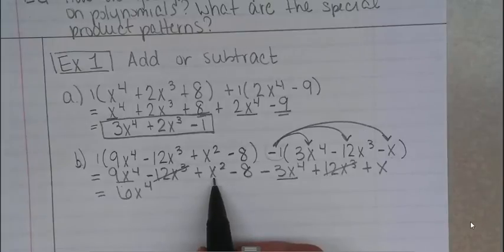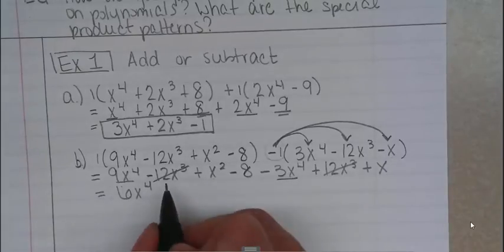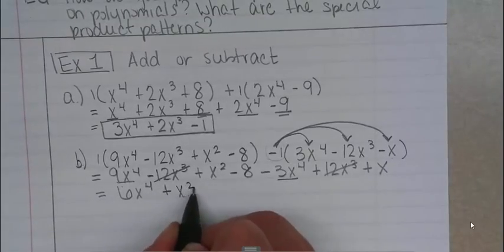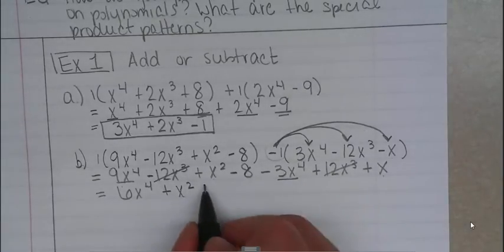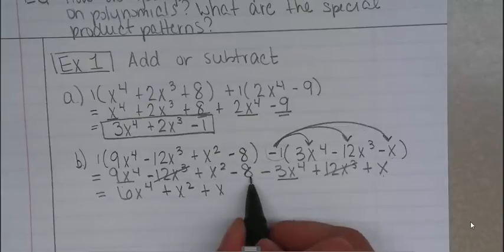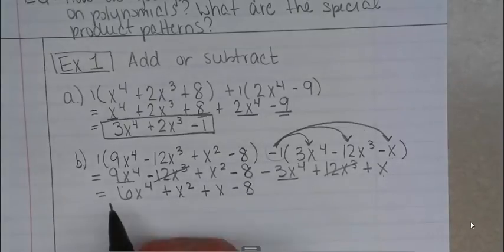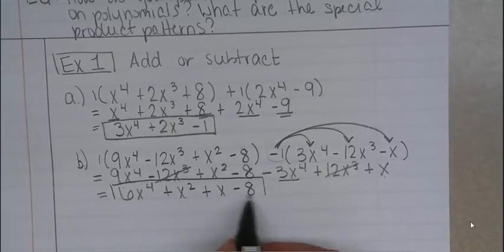Okay, next comes x squared. I don't see any other x squared, so I've got a positive x squared. Next comes x. I don't see any other just x's, so I've got a positive x. And then my constant, and I don't see any other constants, so negative 8. So there's my final polynomial.